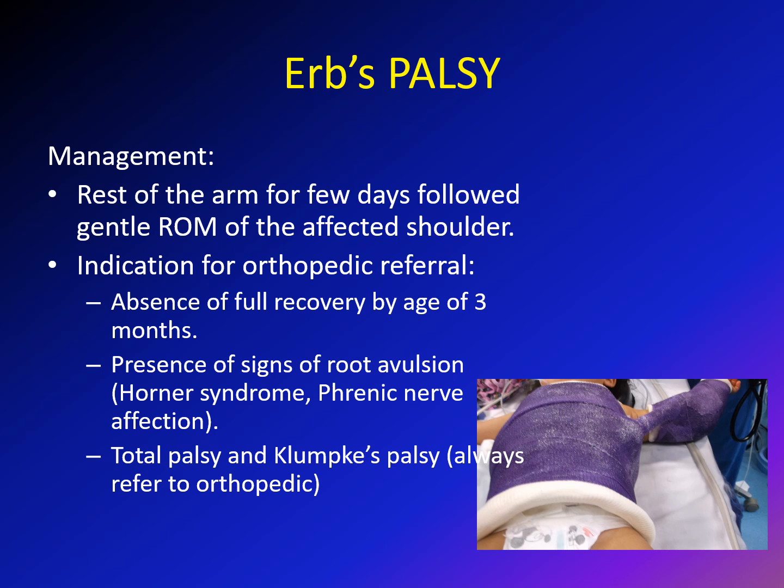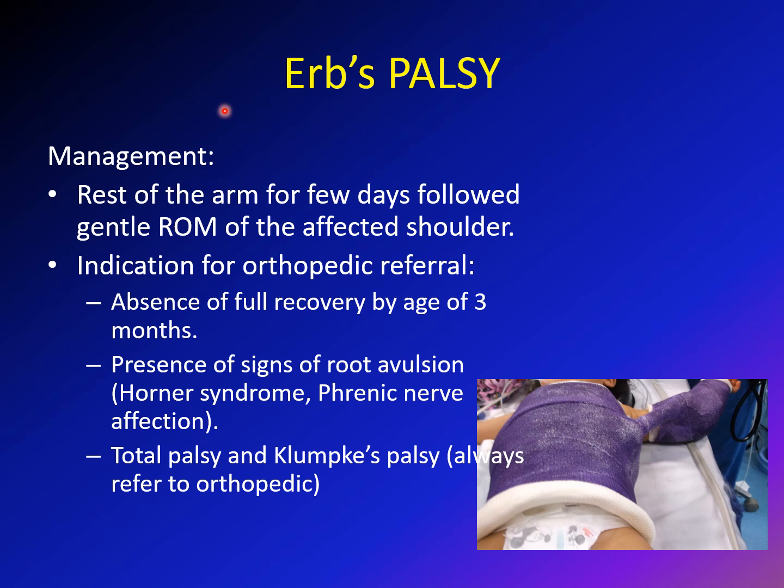If you think that this is a root avulsion, like if there is associated Horner syndrome or phrenic nerve involvement, or of course if it's not Erb's palsy, if it's a total palsy, or if it's mainly affecting the hand, what's called Klumpke's palsy, this also always needs referral to orthopedics.